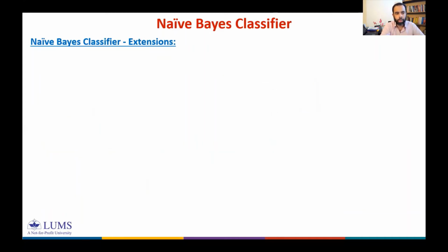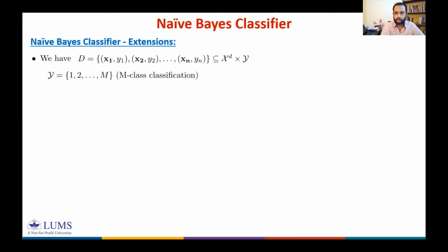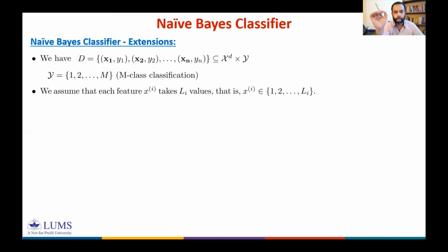For now, we talk about some of the extensions or variations of the Naive-Bayes classifier. We assume that we have an M-class classification problem, so we generalize it. We have seen a binary classification problem. Now we assume that we have an M-class classification problem, and that each feature xi can take one of li values. So the number of values xi can take is given by li, so each feature can take a different number of values.